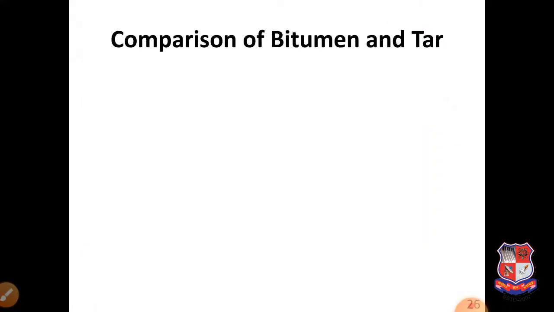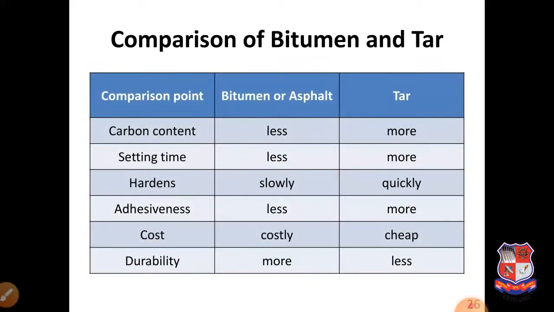Comparison of bitumen and tar, or asphalt and tar. First comparison point, carbon content. Bitumen or asphalt has less carbon content and tar has more carbon content. Comparison point, setting time. Bitumen or asphalt has less setting time and tar has more setting time. Comparison point, hardening. Bitumen or asphalt hardens slowly and tar hardens quickly.